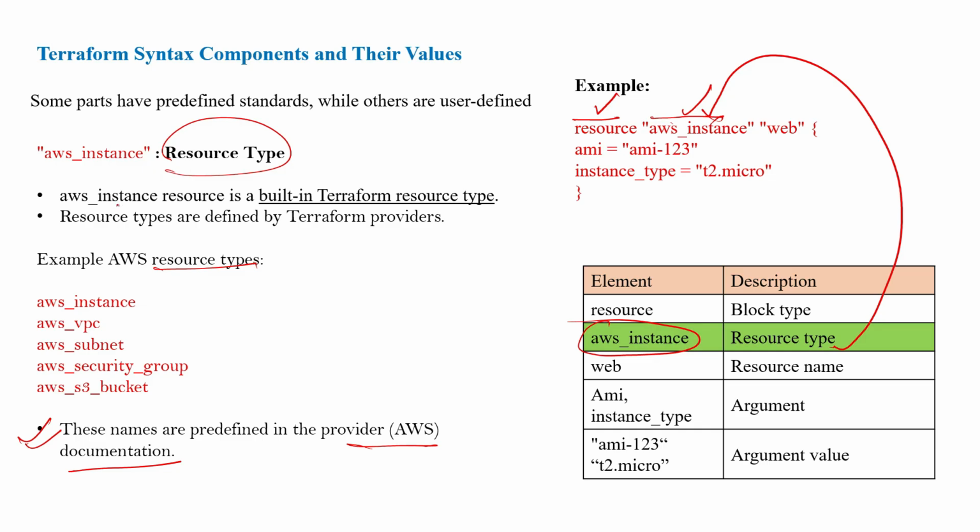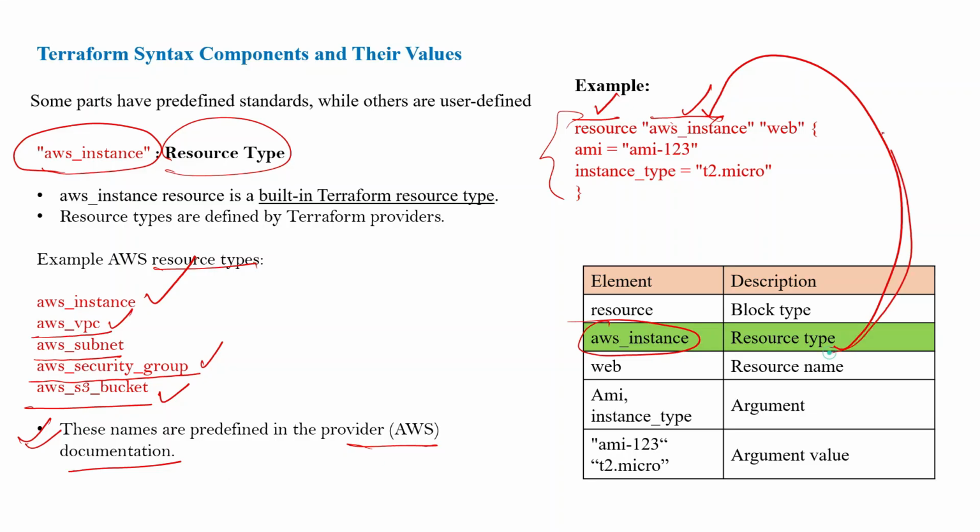For example, if you are going to create the EC2 machine, as we have seen so far, we have to give aws_instance. Similarly, if you want to create the VPC in AWS, we have to give the resource type aws_vpc. If you want to create the subnet, you give aws_subnet. For security groups, you give aws_security_group. If you want to create an S3 bucket for storage in AWS, then you give aws_s3_bucket. So these are called the resource type.